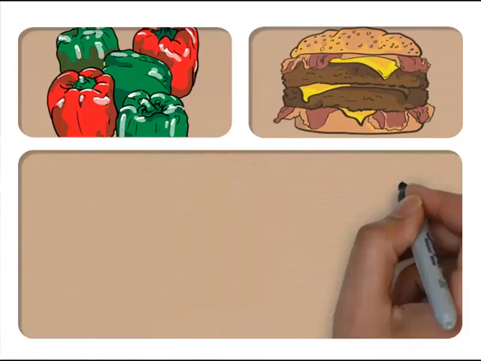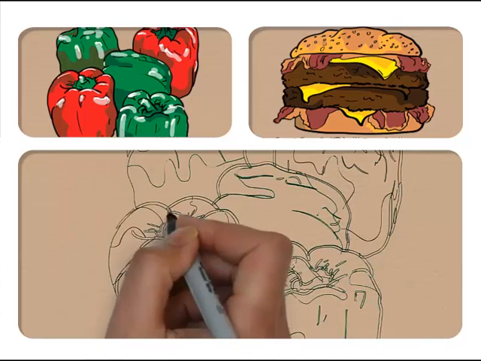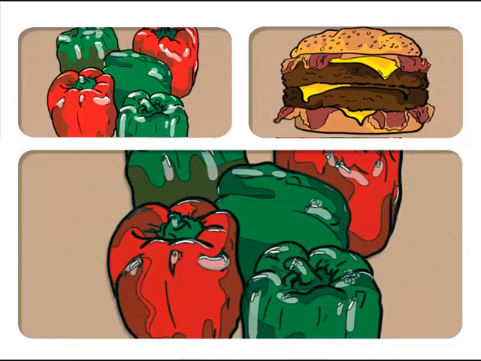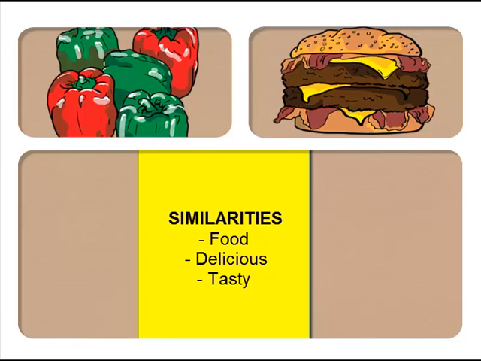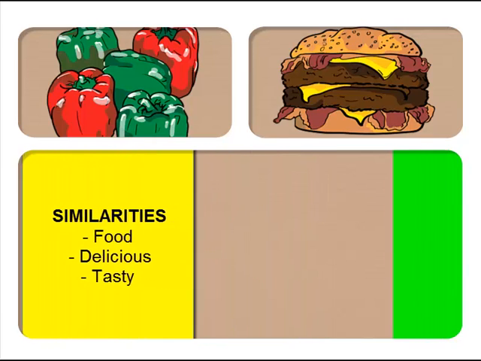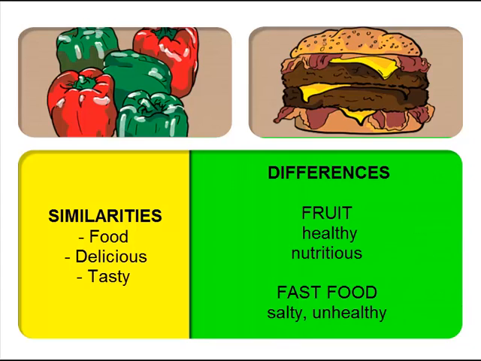Consider the Venn diagram again. What are the similarities? What are the differences? So the similarities between fruit and vegetables and fast food, well, they're both food, delicious, tasty. In terms of differences, of course, fruit and vegetable are better for your health, they're nutritious. Fast food, more salty and unhealthy.